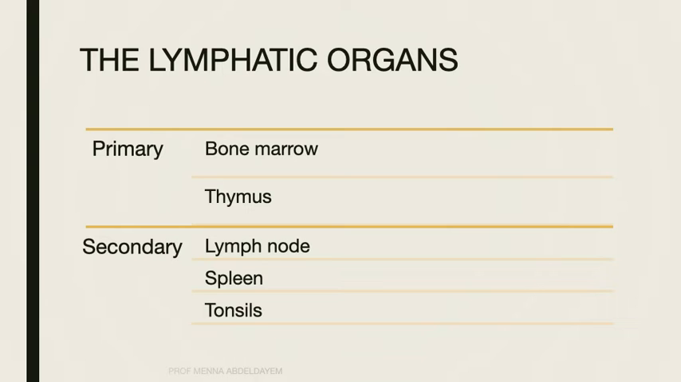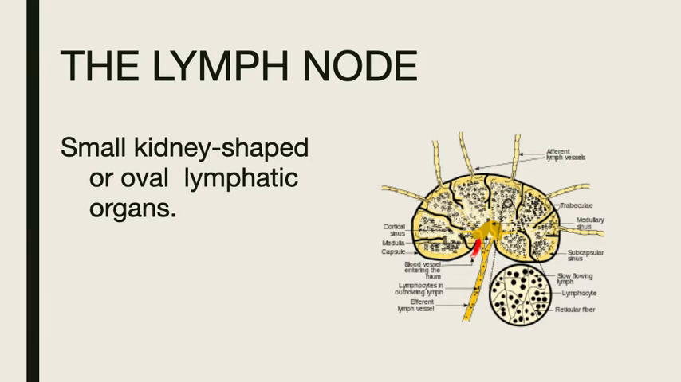The secondary lymphatic organs include lymph node, spleen, and the tonsil. We are going to speak about the lymph node only. Spleen is not included in your study and in your exam. The lymph node. What is the lymph node?